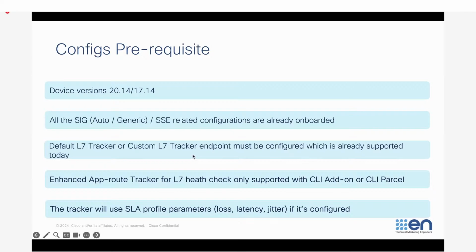So even though you have this traditional layer 7 tracker, the moment you configure the SLA profile and associate it to that tunnel, the tracker will start using these measurements. And then it will override your traditional layer 7 health check support. So make sure that that is understood.